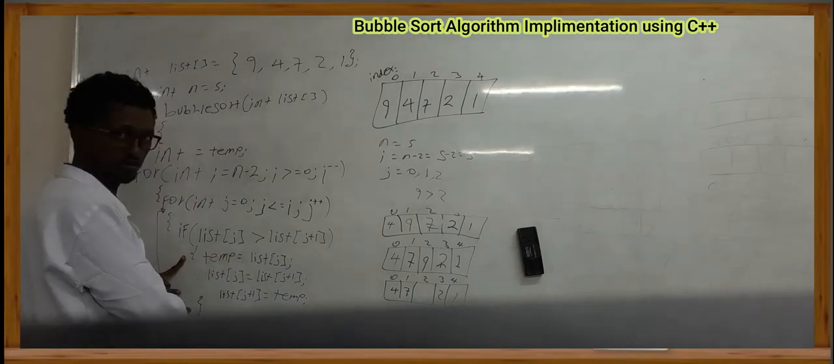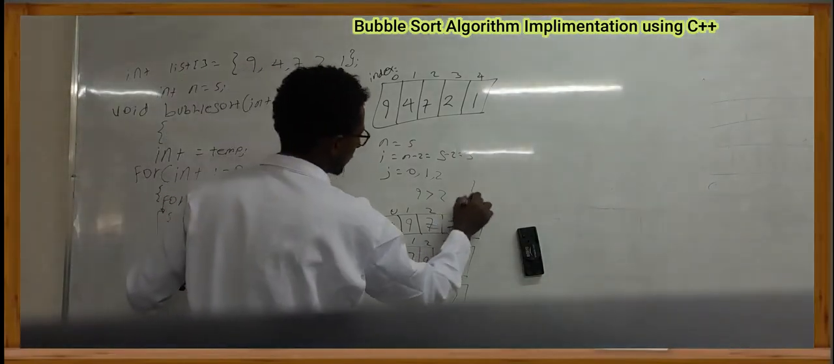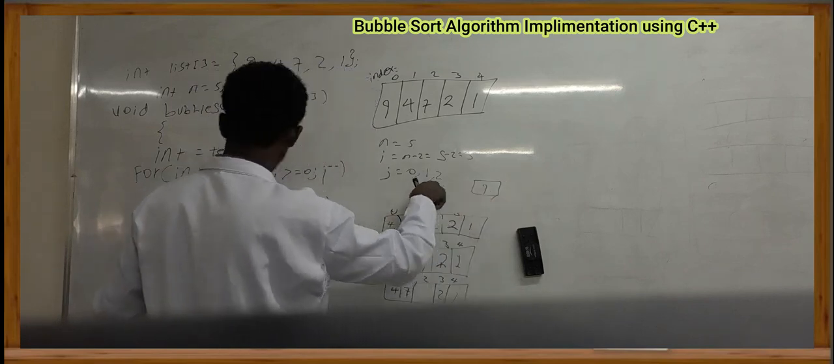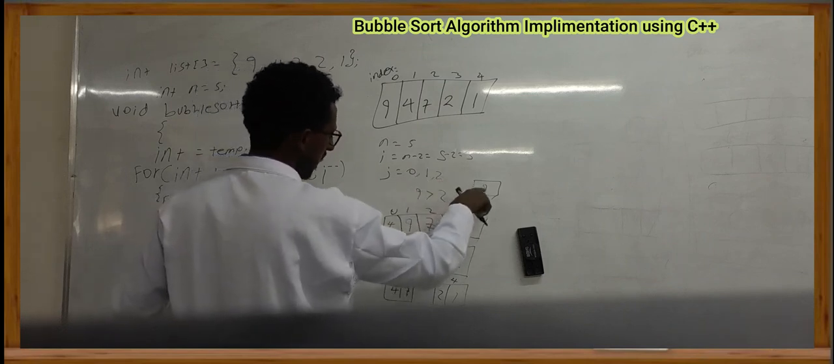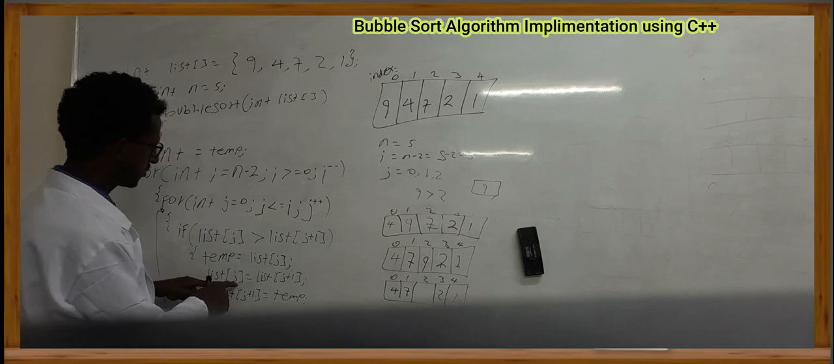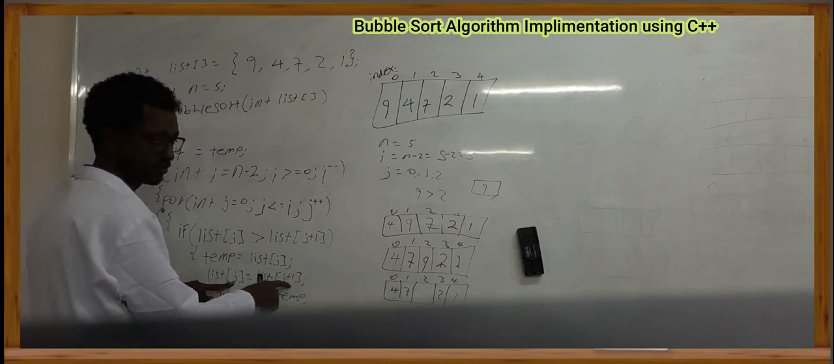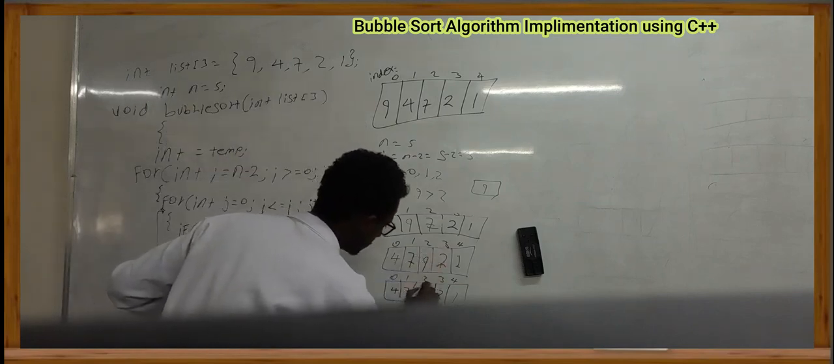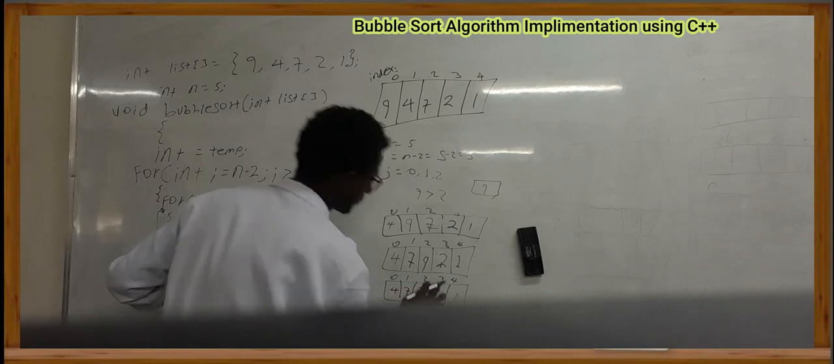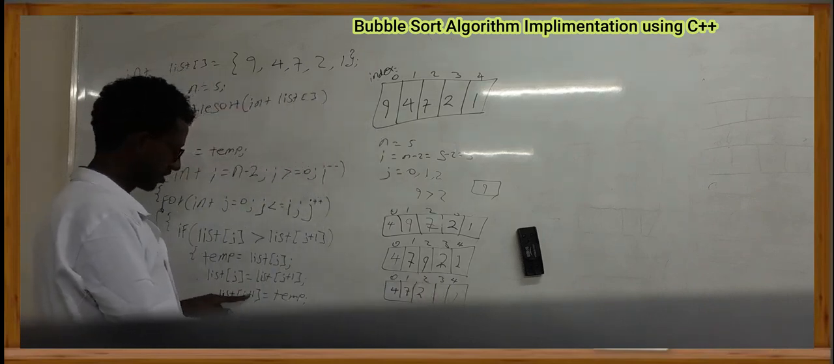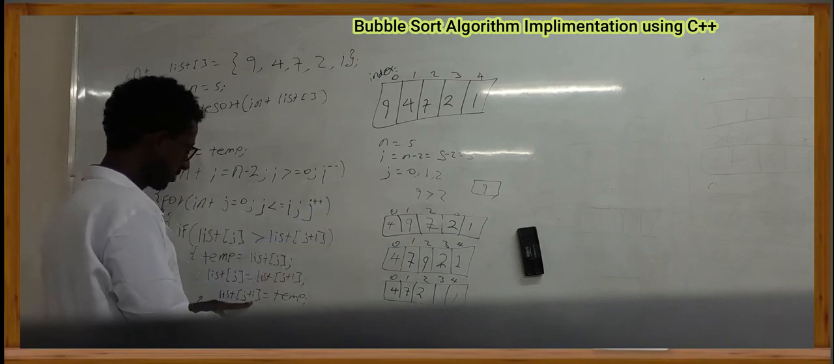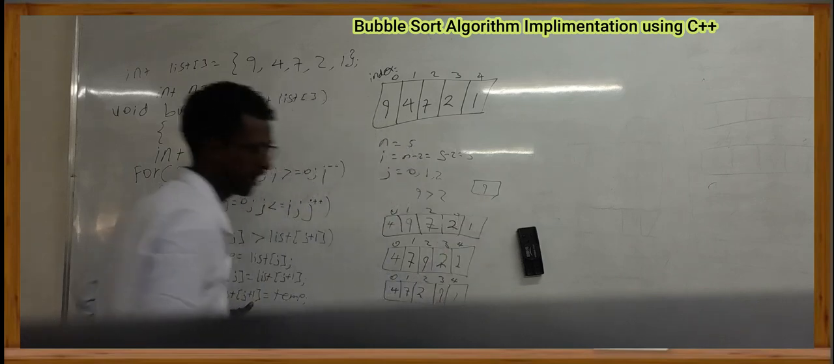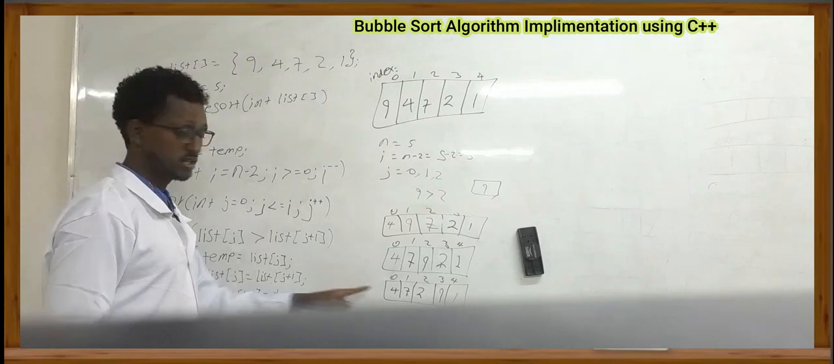Then you should swap using the same fashion as previously. Create a temporary variable temp and put the value of what? 9. That means list of 2 is 9. Put list of j plus 1, that means list of 3, which is 2, in the place of list of 2. J is 2, plus 1 is 3. On the place of list of 3, please put the value of temp. Temp is 9. So this is the next one.